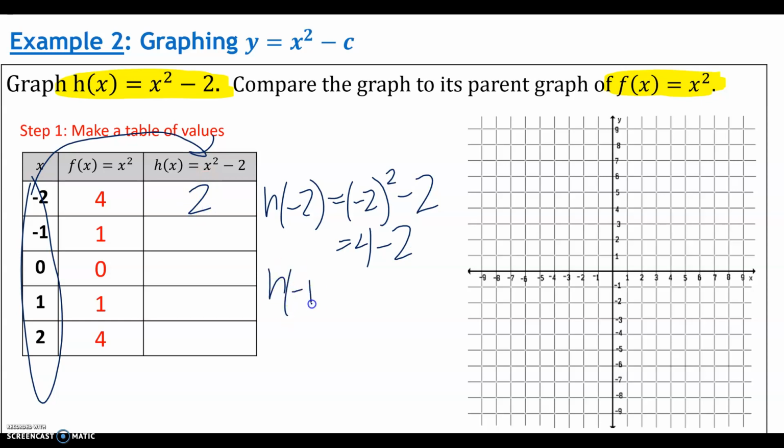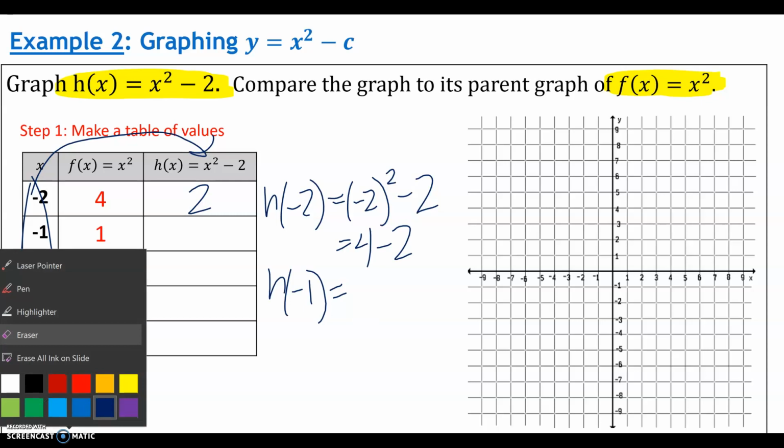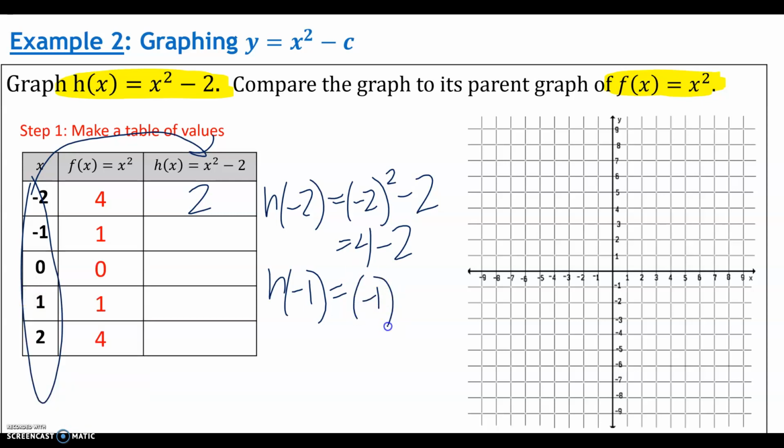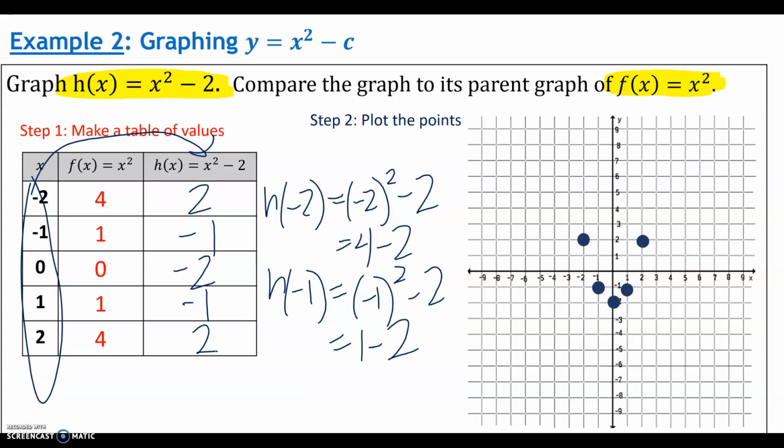I'll do it for -1. So -1 squared minus 2. So what is that? 1 minus 2, which is -1. 0 is easy. It's going to be -2 because it's going to be 0 squared minus 2. And then obviously, by definition of symmetry, there are my points. Plot my points. So there they are. Let me connect. There's my graph.